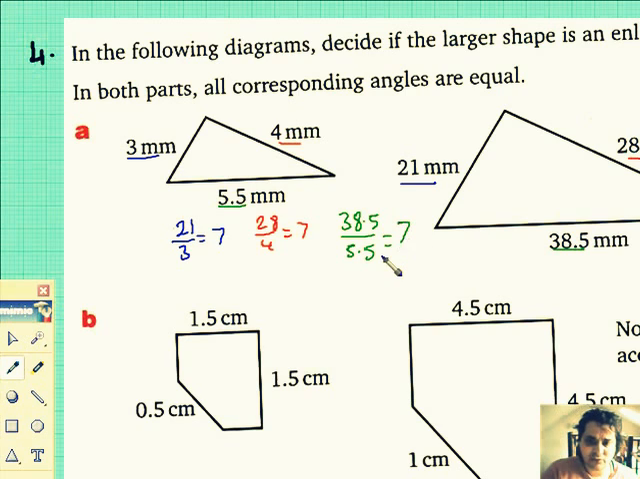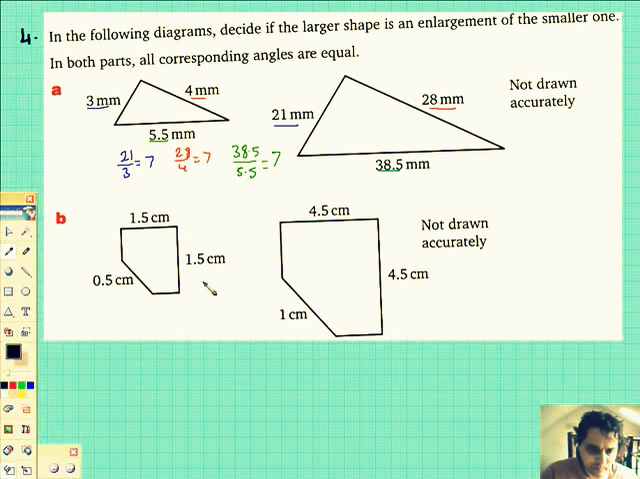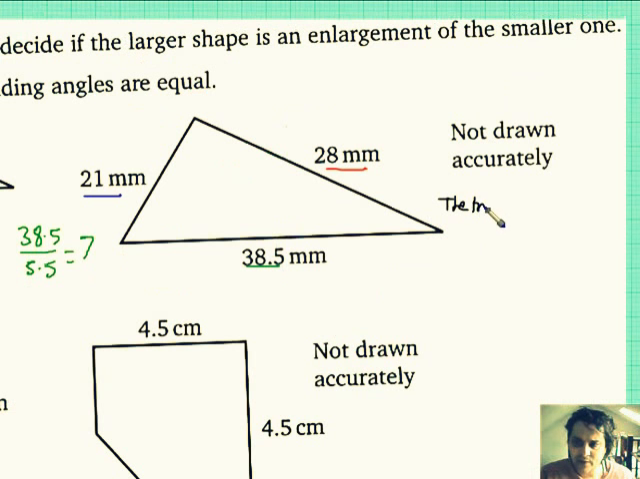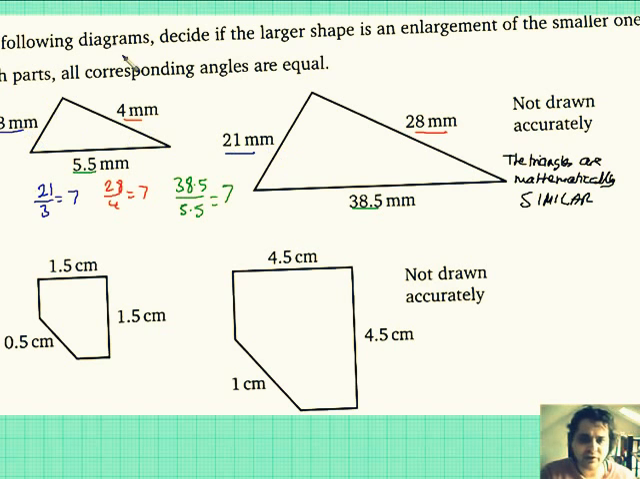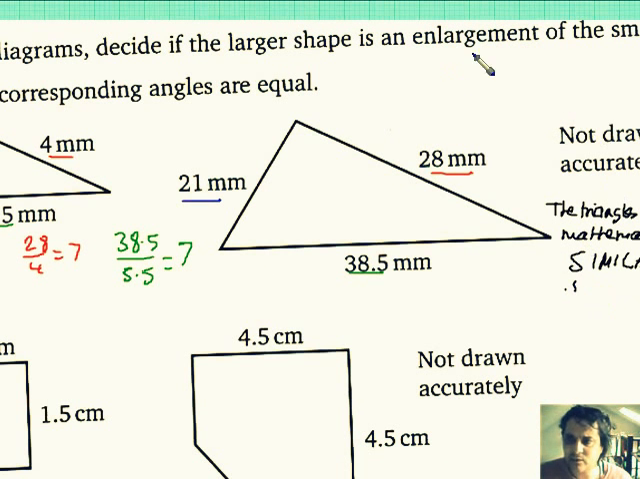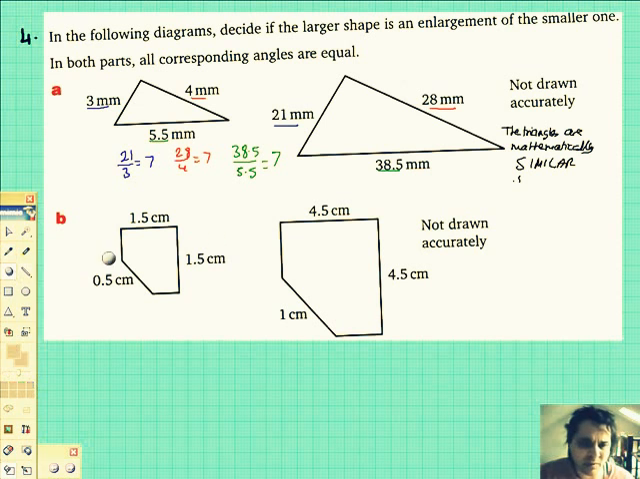Yep. So let's just write a quick conclusion somewhere. Yes, the triangles are mathematically, and the word is similar. Now that means all the corresponding sides are in the same ratio. Times 7, times 7, and times 7. It works. Are mathematically similar. Therefore, the big one is an enlargement of the small one. I'm not going to write that out. I've said that they're mathematically similar, and that's better wording.